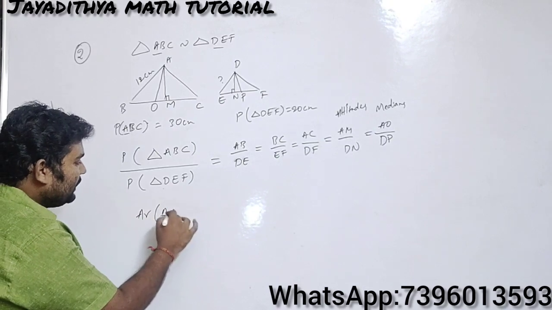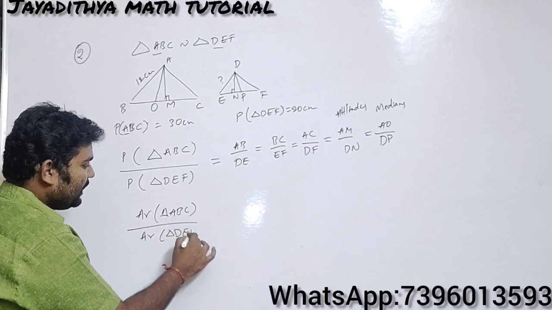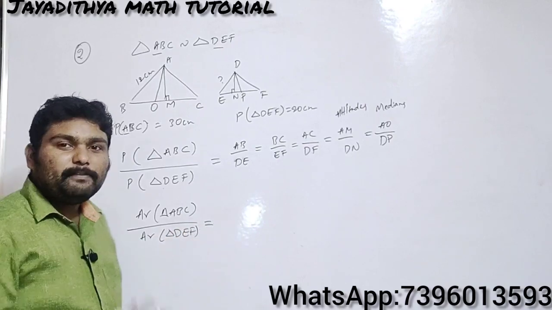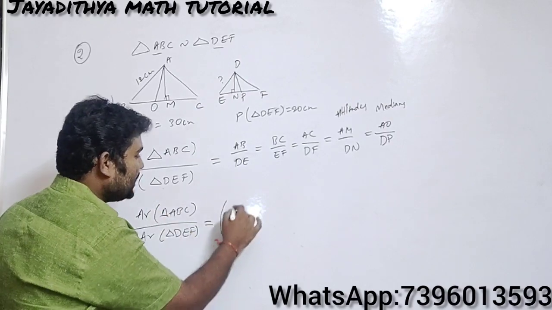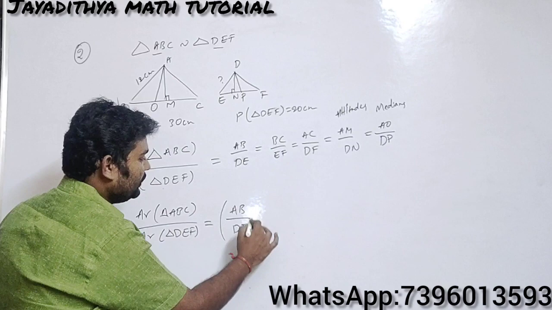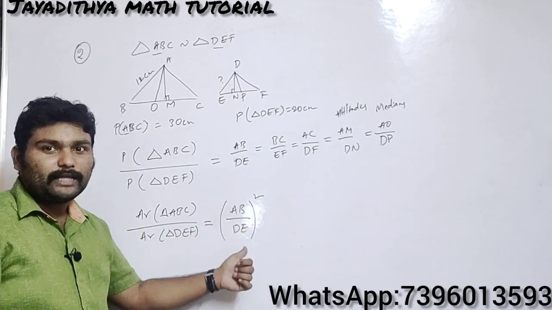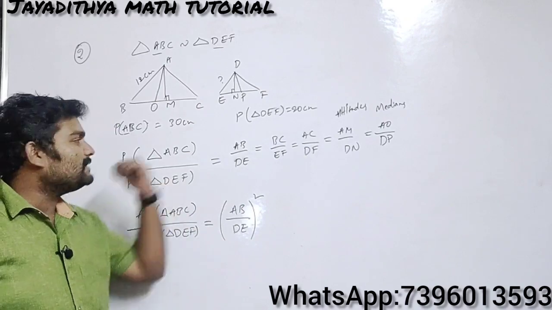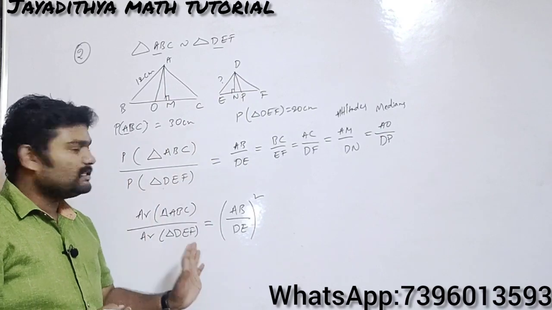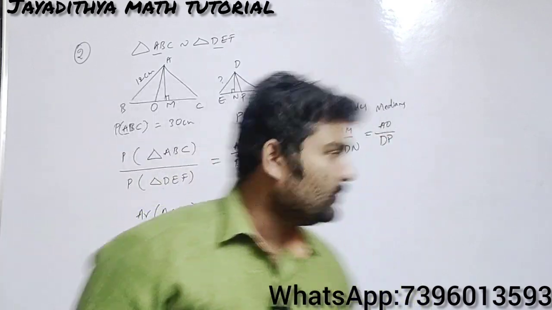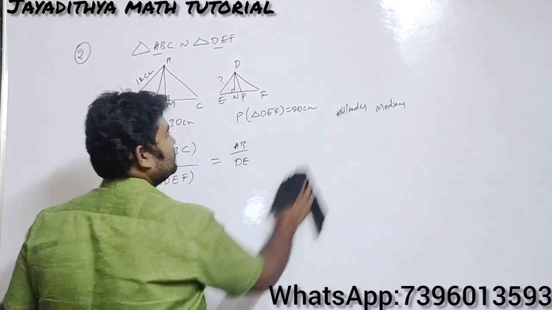The ratio of the area of triangle ABC to the area of triangle DEF will be equal to the square of the ratio of their corresponding sides, that means AB by DE whole square. So if it comes to areas, it will be equal to the square of the ratio of their corresponding sides. When you are talking about perimeter, that will be exactly equal to the ratio of the corresponding sides. Now you should definitely remember these results, but for the problem here, we need only this part. We don't need all these things.